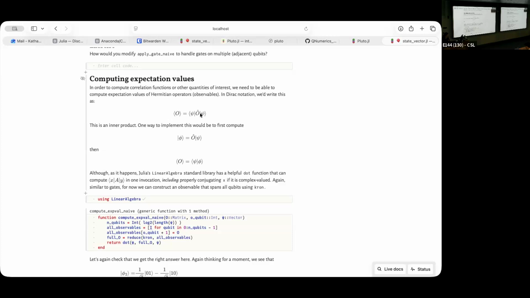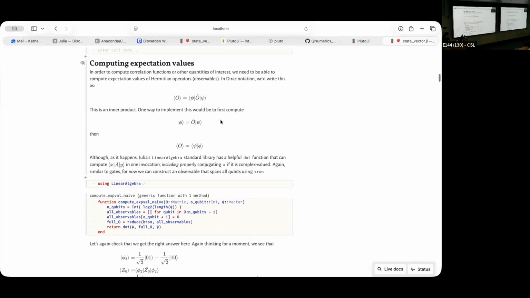So in Dirac notation, we would write this as the expectation value bracket operator for some arbitrary Hermitian observable O. This is effectively an inner product, and one way you could implement it would be to first compute the effect of O on one side of this, and then compute the inner product between that and the original vector.